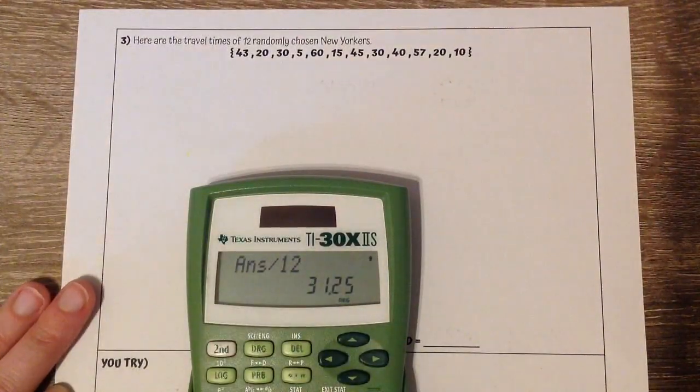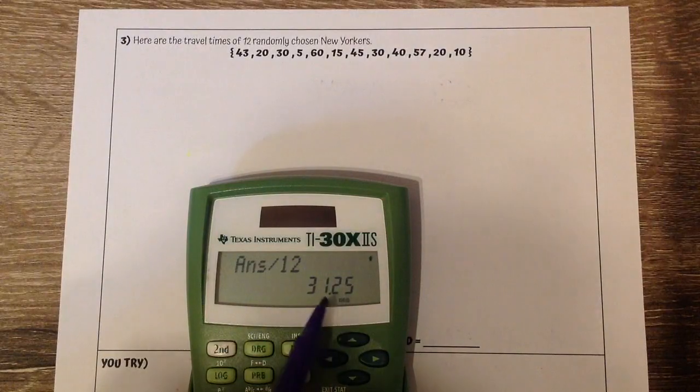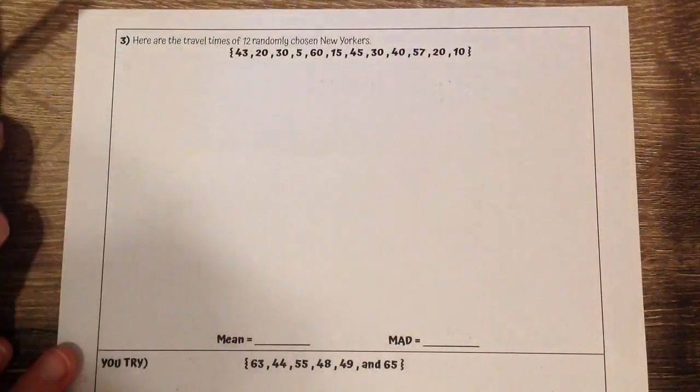which I'm rounding to the nearest tenth. Even though it's not a terrible decimal, I still want to round to the nearest tenth. This is 31.3.